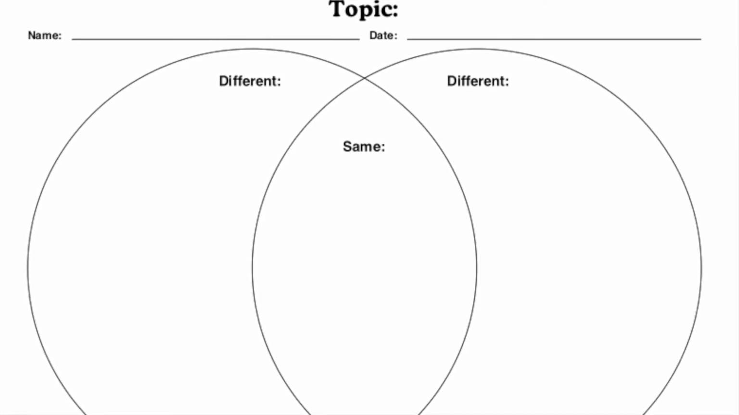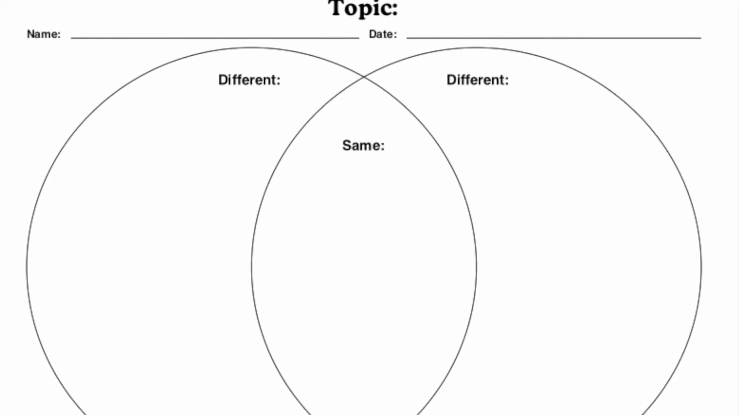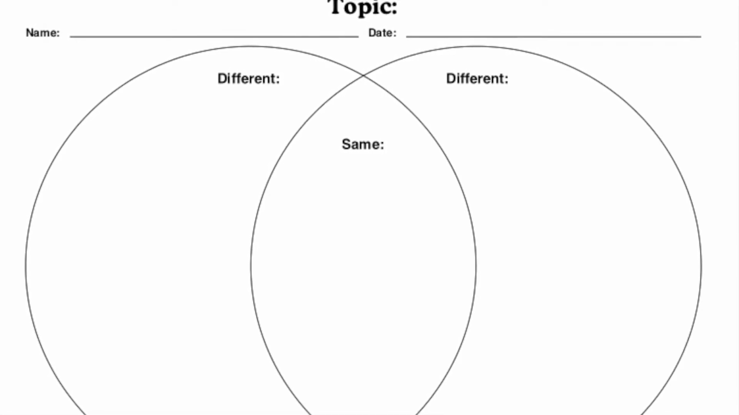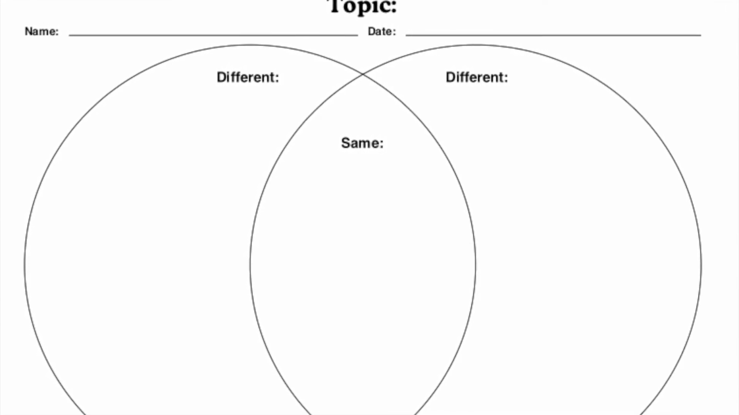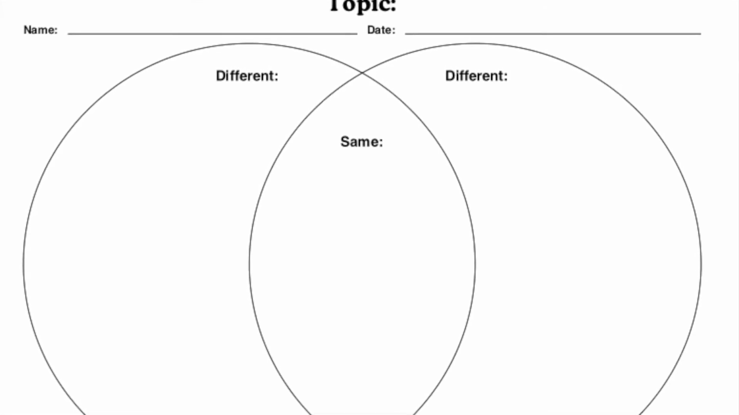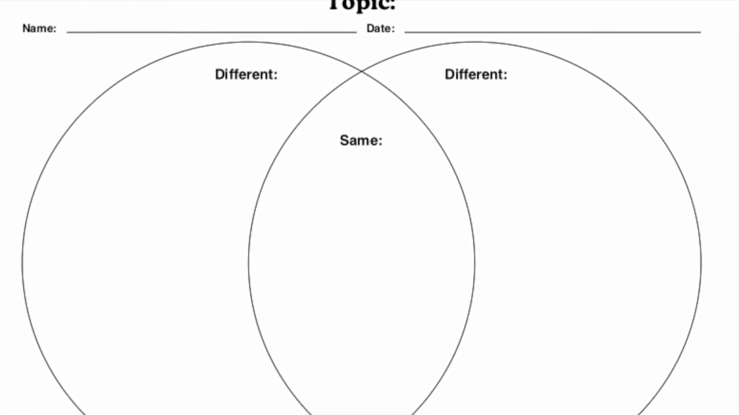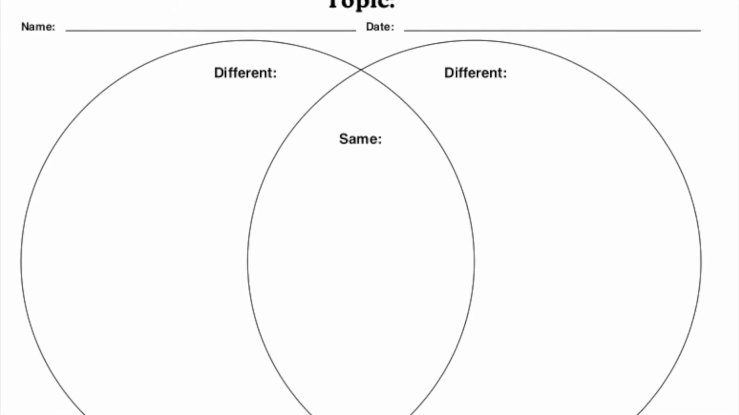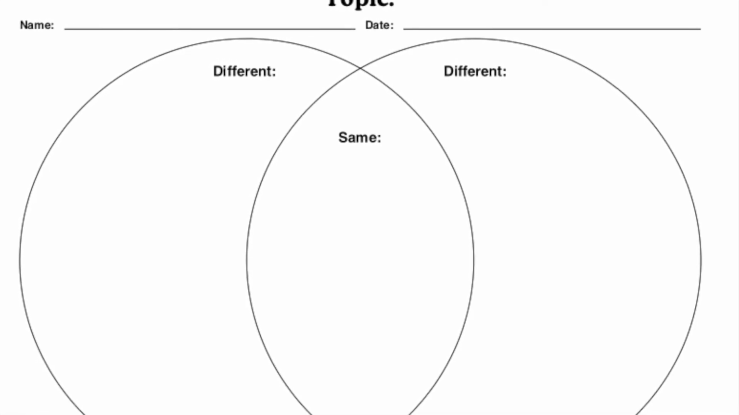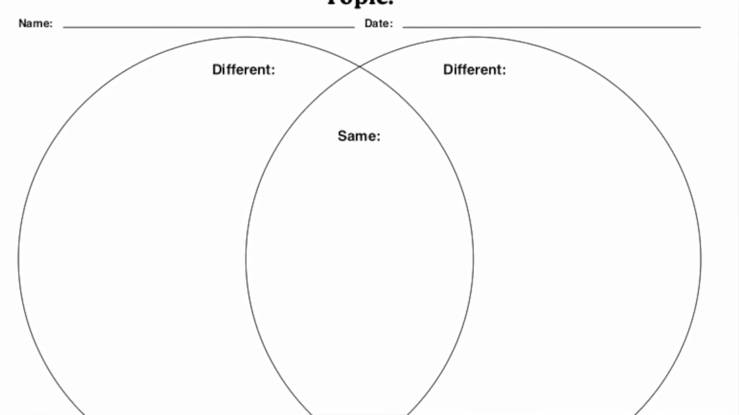So, our learned activity is the teacher will hand out the students a comparative graphic organizer, such as this Venn diagram, and the students will be filling out this graphic organizer by writing the similarities and differences between two characters that were in the text that they had just read.